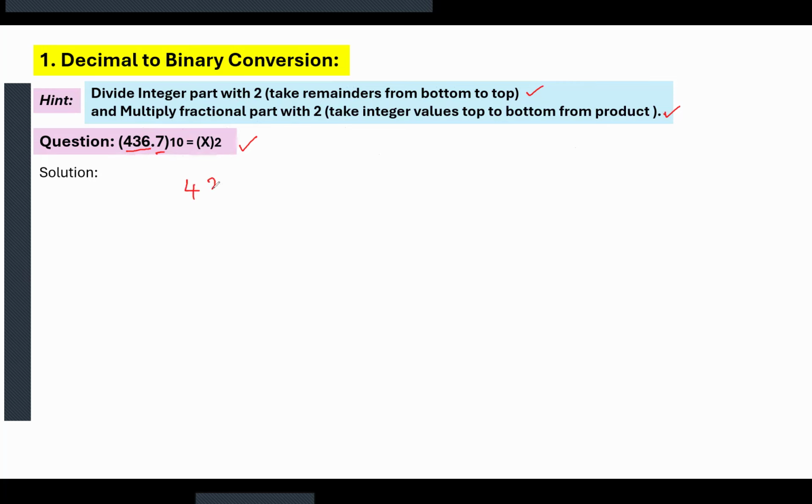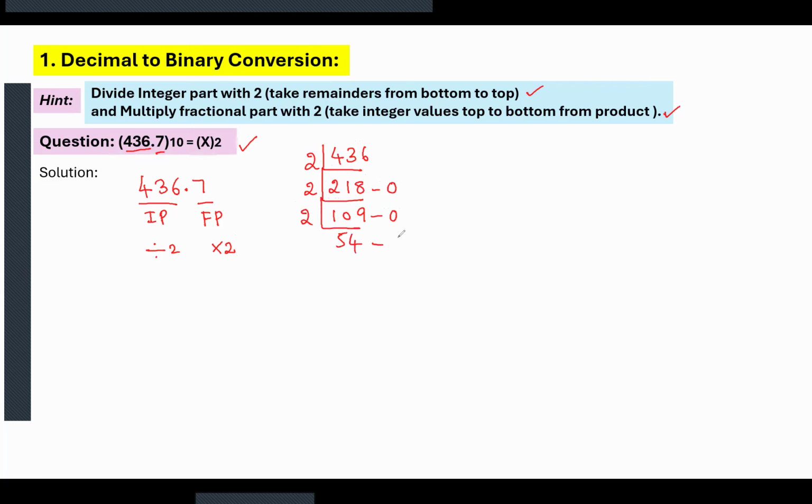The given number is 436.7 with base 10. Here this is integer part, this is fractional part. Now divide this integer part with 2 and multiply this fractional part with 2. 436 by 2, this gives 218 with remainder 0. Again divide with 2, 109, remainder is 0. Next 2 5s, 2 4s, remainder is 1.